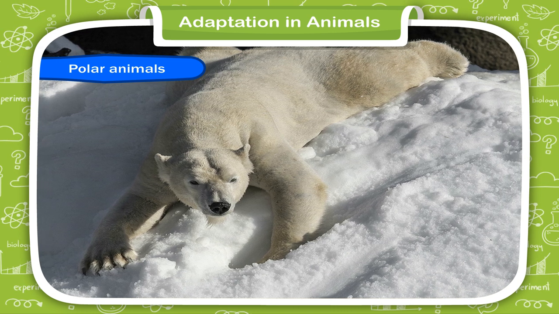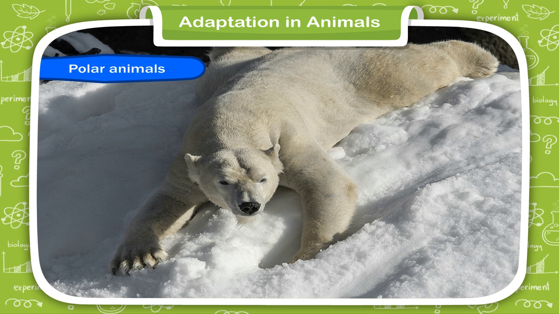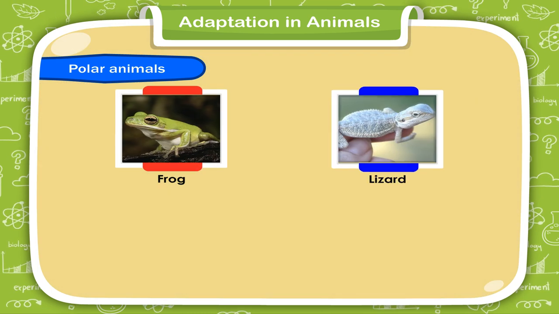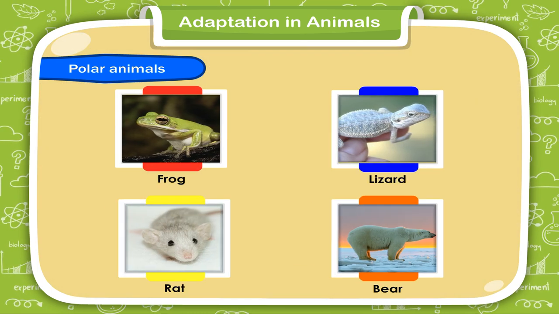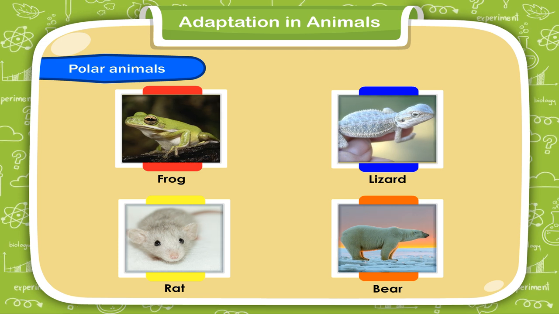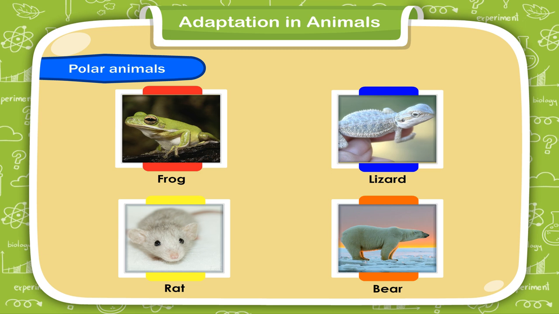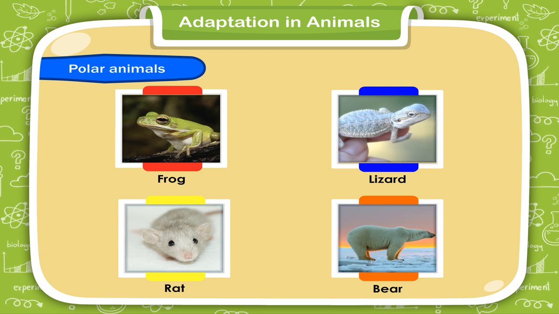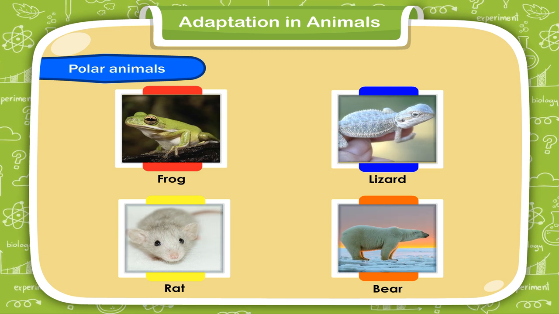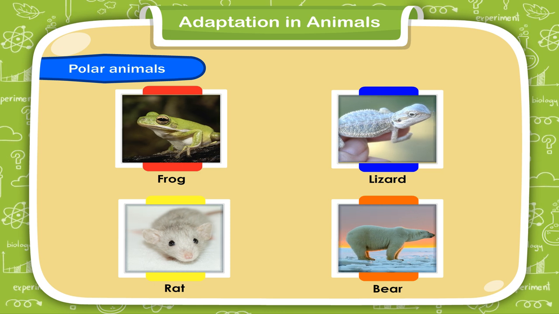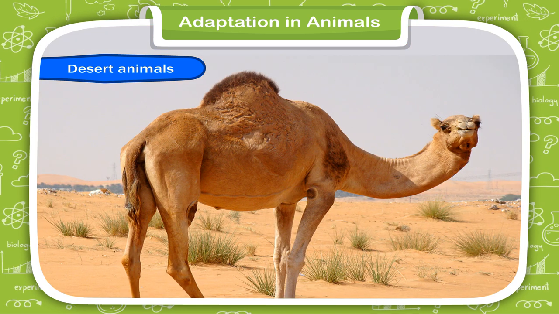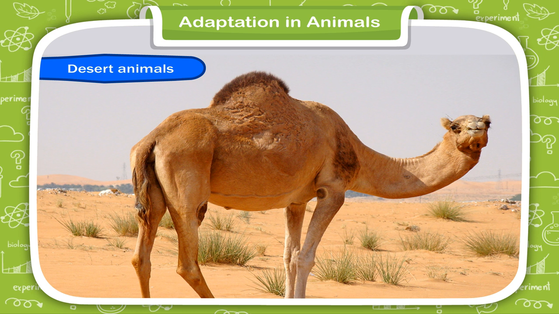In winter, polar animals become inactive and sleep for few months. It is called hibernation. Some animals, such as frogs, lizards, rats, bears, etc., cannot bear extreme cold. So, they eat as much as possible in summer and sleep for several months in holes or caves and undergo hibernation.